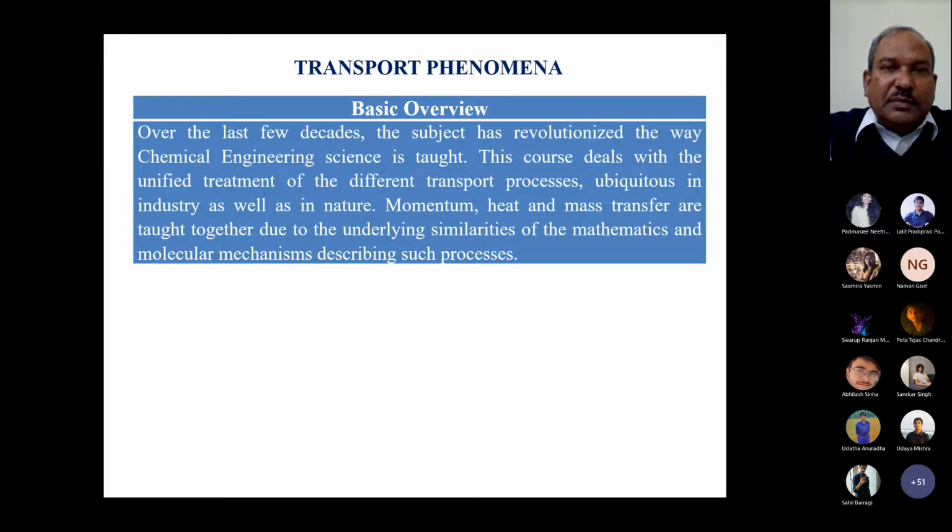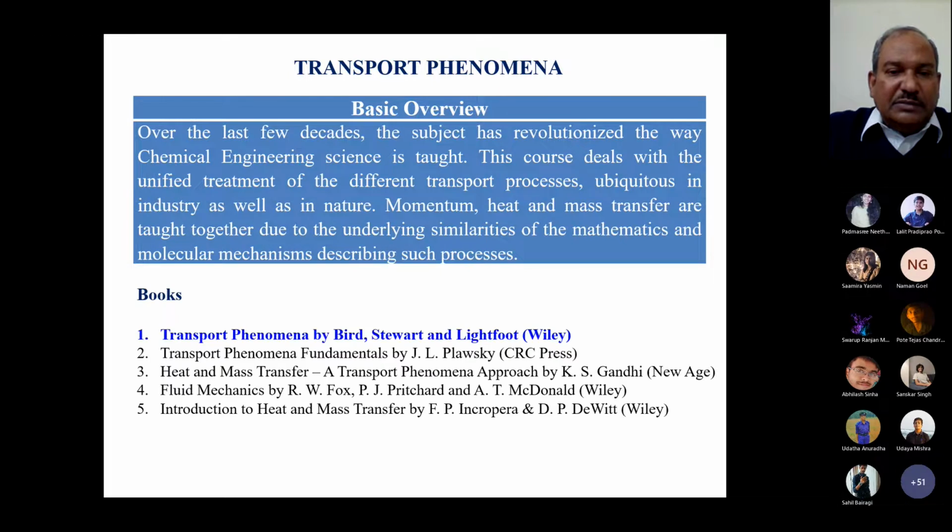Wisconsin, and Professor Lightfoot was Professor Bird's colleague or student, I do not recall. So these 3 faculty members, in the 1960s and 70s, published a book called Transport Phenomena by Bird, Stewart, Lightfoot, which still today is probably one of the best treatments of the unified treatment of chemical engineering processes. So here we are going to follow them and try to see what new has been added from their time, which would help us in getting a more fundamental insight into chemical engineering processes.